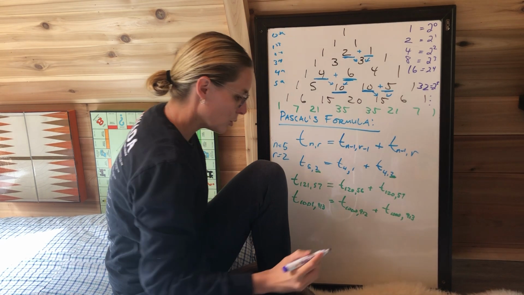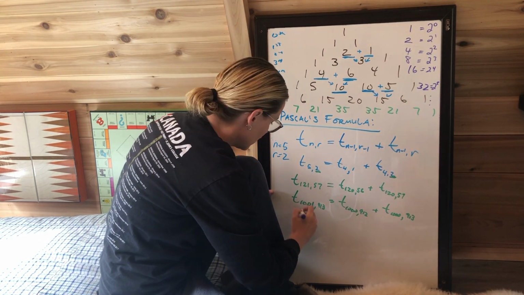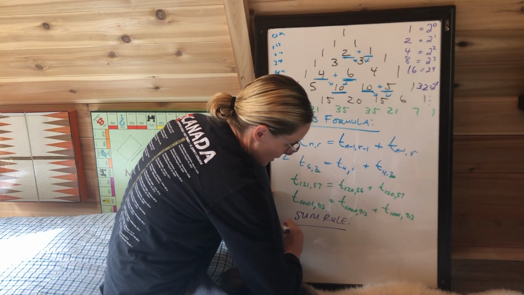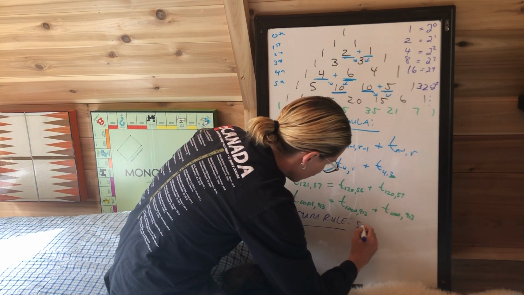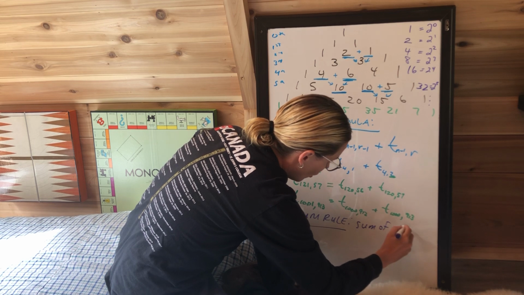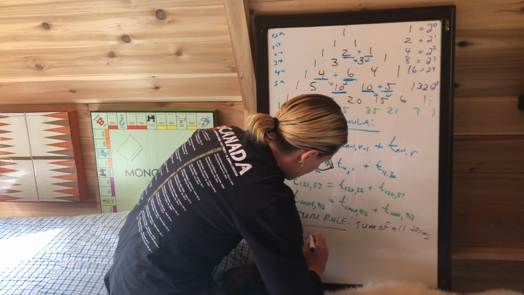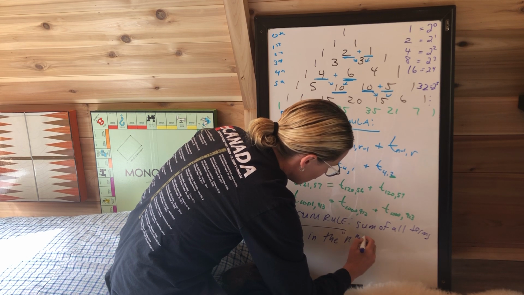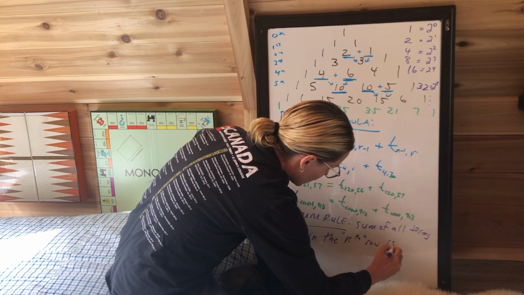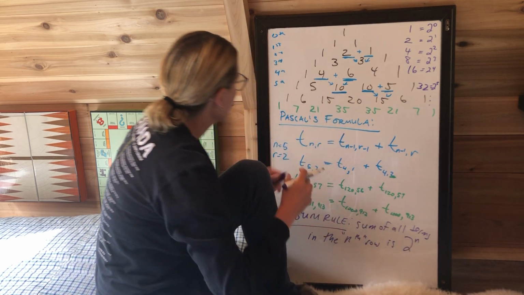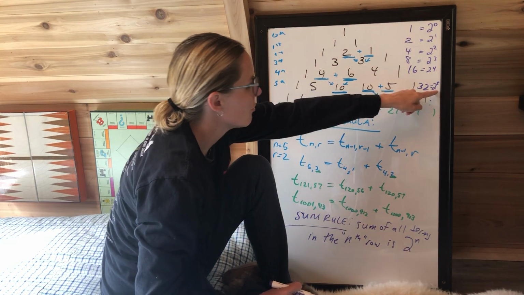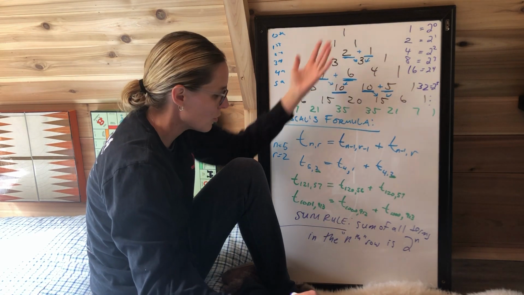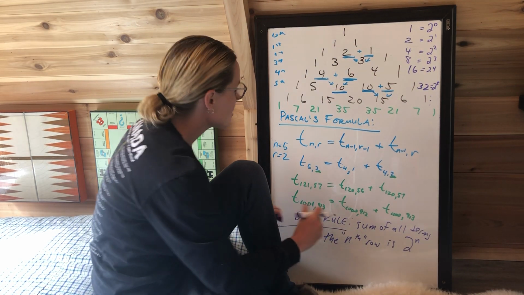And this is the sum rule. So the sum rule is basically this. The sum of all terms in the row number, so we're going to call it the nth row, is 2 to the exponent n. Okay, so in the 5th row, it's 2 to the 5. In the 6th row, it would be 2 to the 6. In the 20th row, it would be 2 to the 20. Okay, so that's called the sum rule.